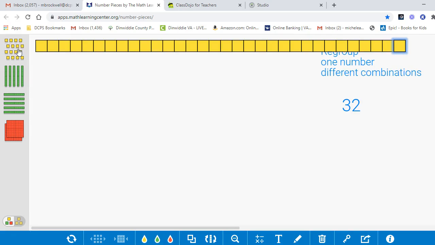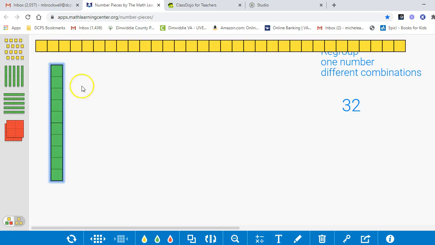Whew. That takes a while. Might even get you out of breath. That's a lot of cubes to keep track of. But that is one way we can group 32 pieces. Or we can snag a tens rod.